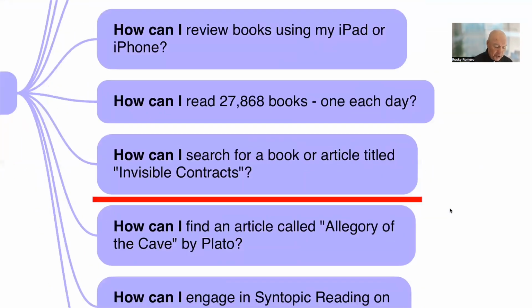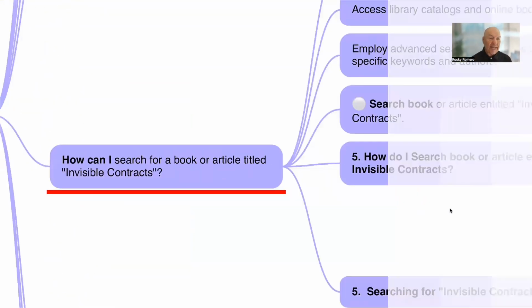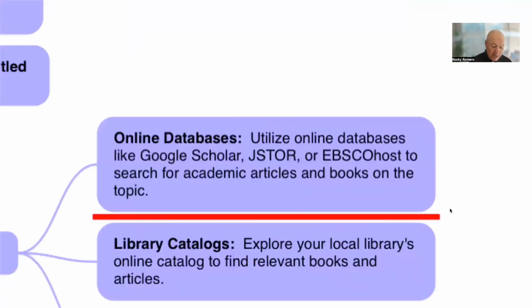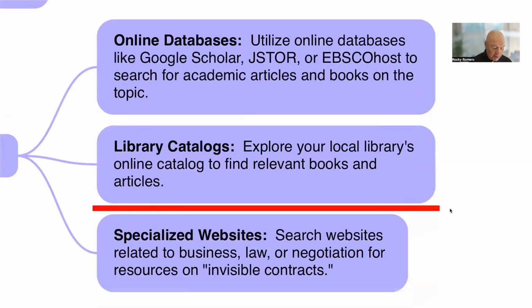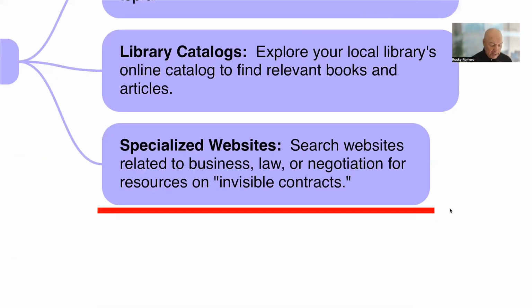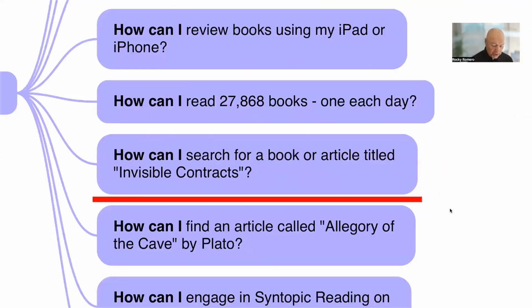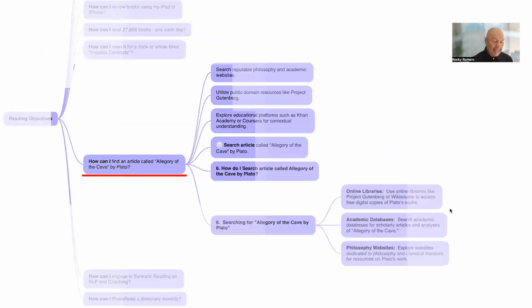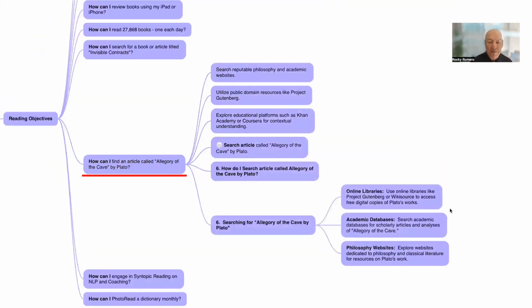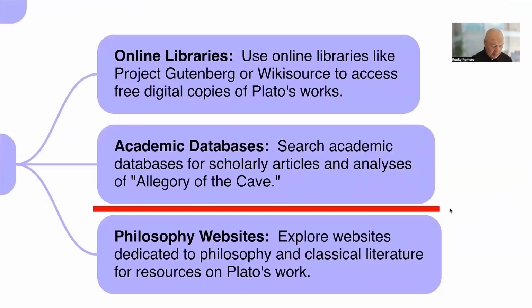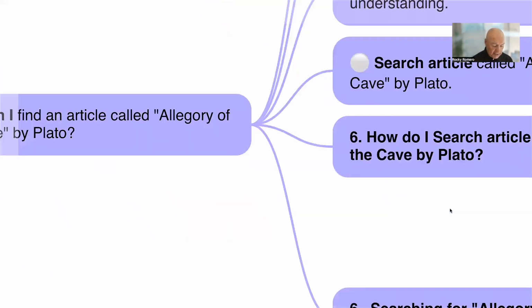How can I research different books? What I'm finding with artificial intelligence is that I can find the information better and a lot faster. There are some online databases that I could tap into, of course library catalogs, and specialized websites for something very specific, like an article, or something even more like Plato, or something from the Stoics or Socrates. Again, going to online libraries, academic databases, and of course, philosophy websites.